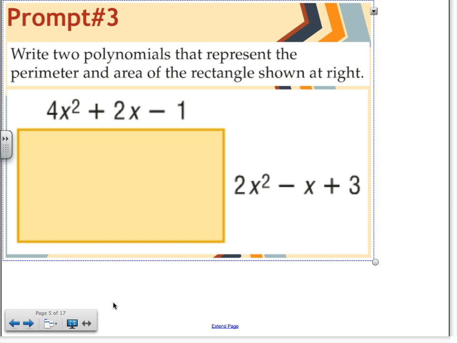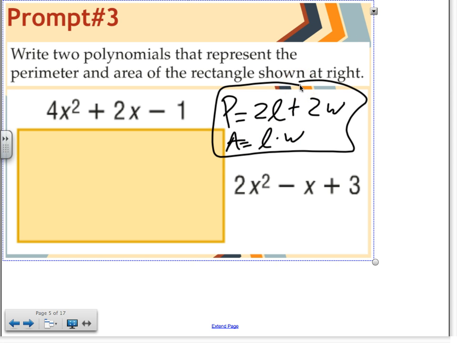Yes, what is it? 2 length plus 2 width. Okay, so just like any other shape or object, if they're asking you to find the perimeter, let's start defining that first. Defining the perimeter, like you said, is 2 length plus 2 width, right? What about area? How do you find the area of a rectangle? Length times width. Okay, so the area is length times width.